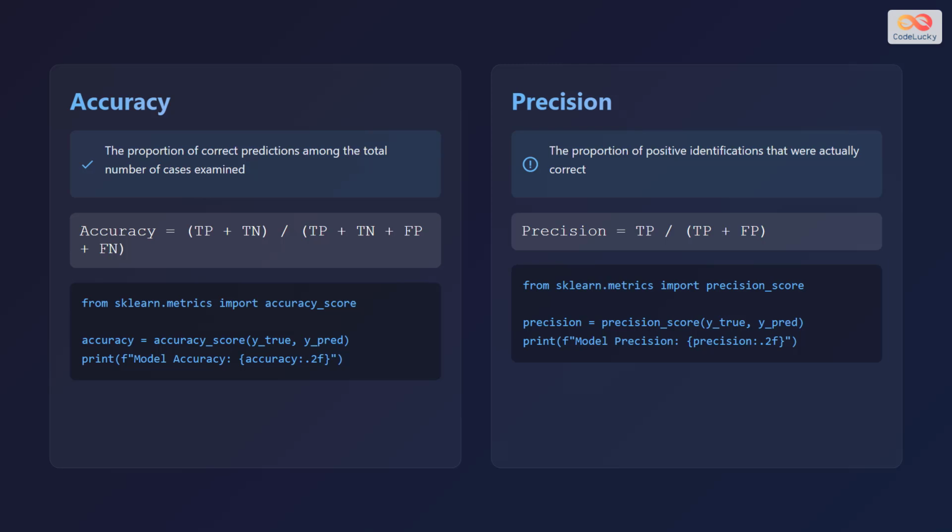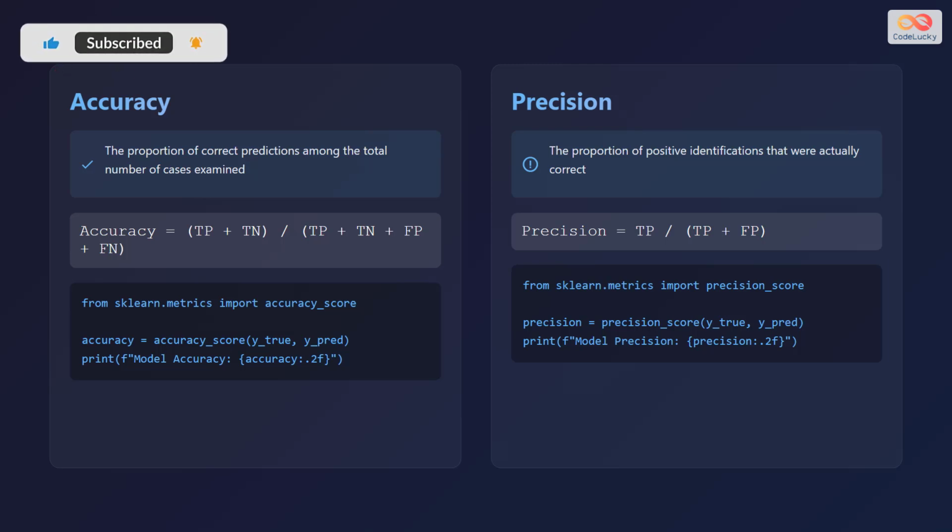Now let's delve into precision. Precision is the proportion of positive identifications that were actually correct. The formula for precision is precision equals true positives divided by true positives plus false positives.